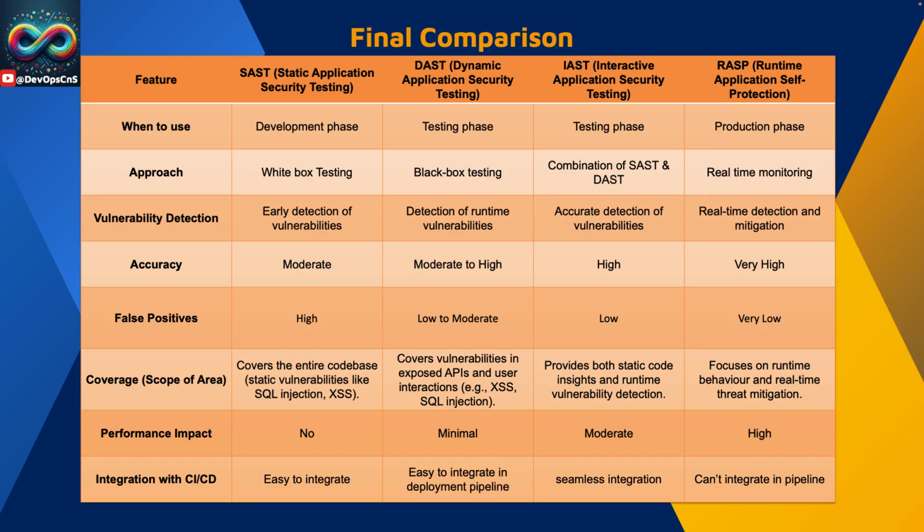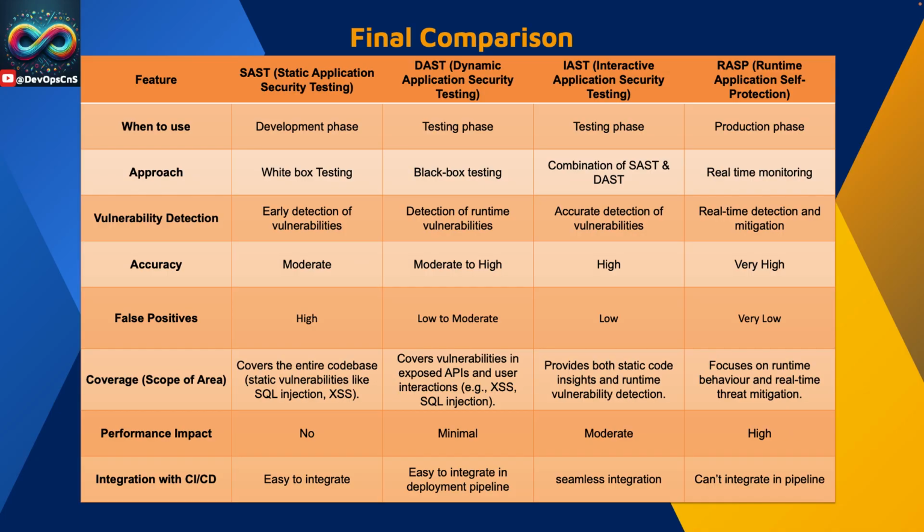Right. So next is the coverage, or we can say the area of scope. SAST covers the entire code base. It can scan your entire code base to find static vulnerabilities like SQL injection, XSS, and many others. DAST covers vulnerabilities in exposed APIs or user interaction at runtime. IAST provides both static and inside and runtime vulnerabilities. And again, RASP covers runtime behavior and real-time threat mitigation.